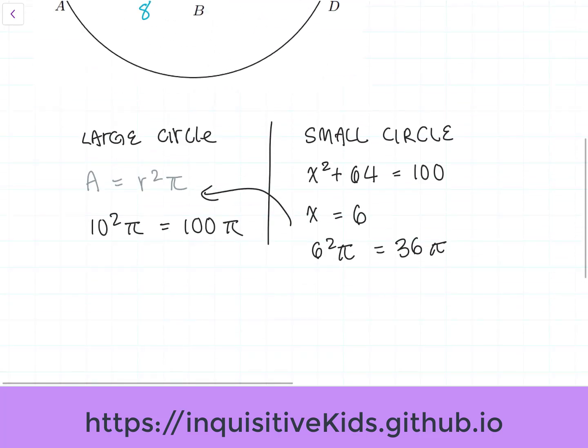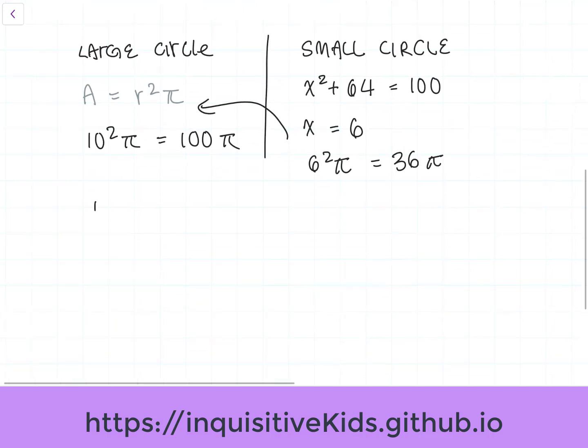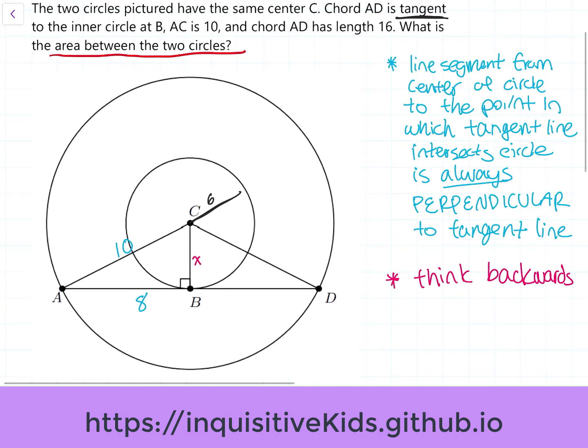And remember, now that we have the area of the two circles, we need to find their difference. So 100 pi minus 36 pi is equal to 64 pi. Therefore, 64 pi is our final answer.